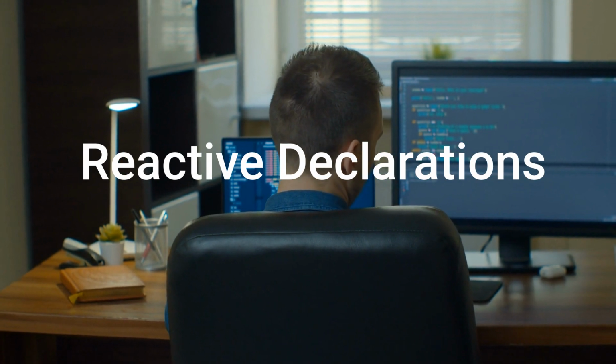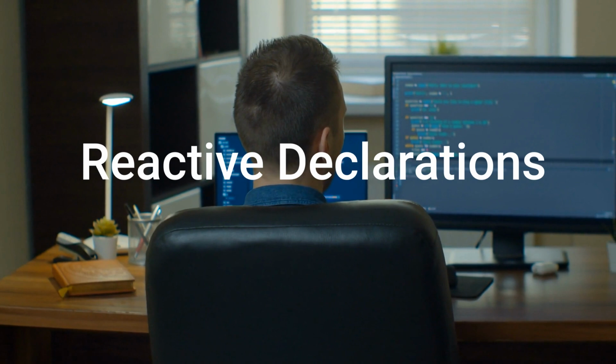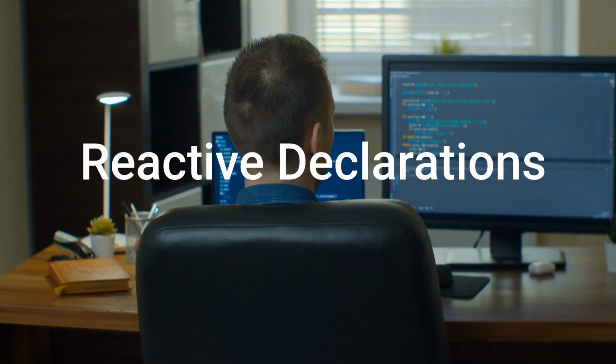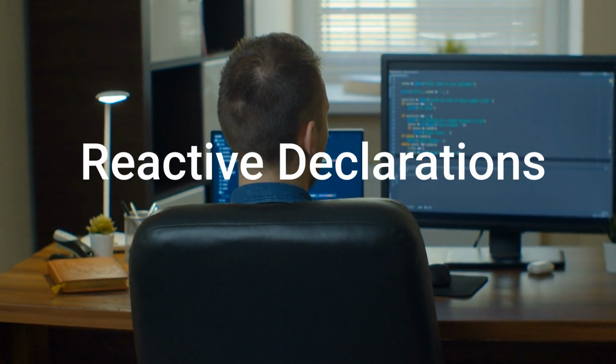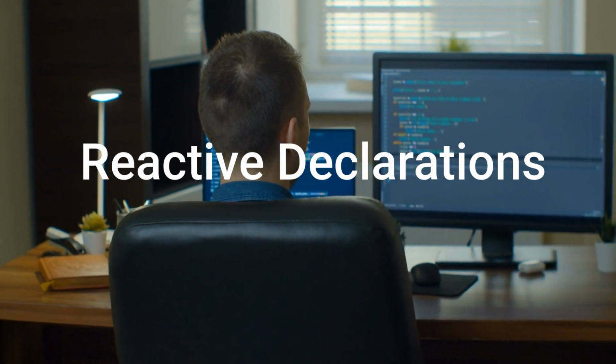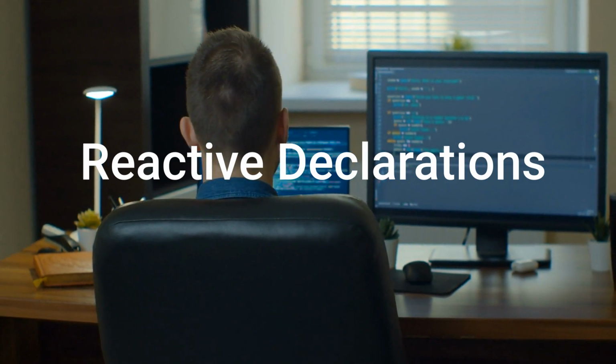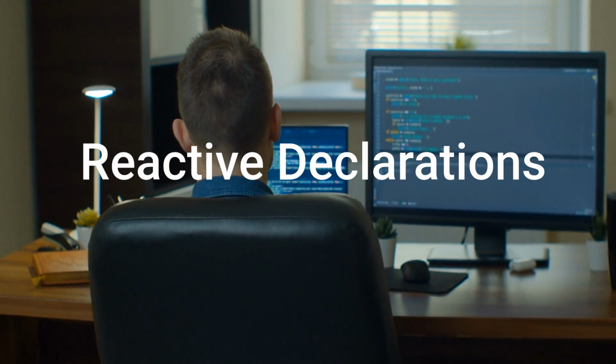In this video, I'm going to show you how to use reactive declarations in Svelte, a feature that makes your code more concise and expressive. Reactive declarations are a way of writing code that automatically updates whenever the data it depends on changes. You can use them to create dynamic variables, computed properties, or even custom logic that runs whenever something changes.